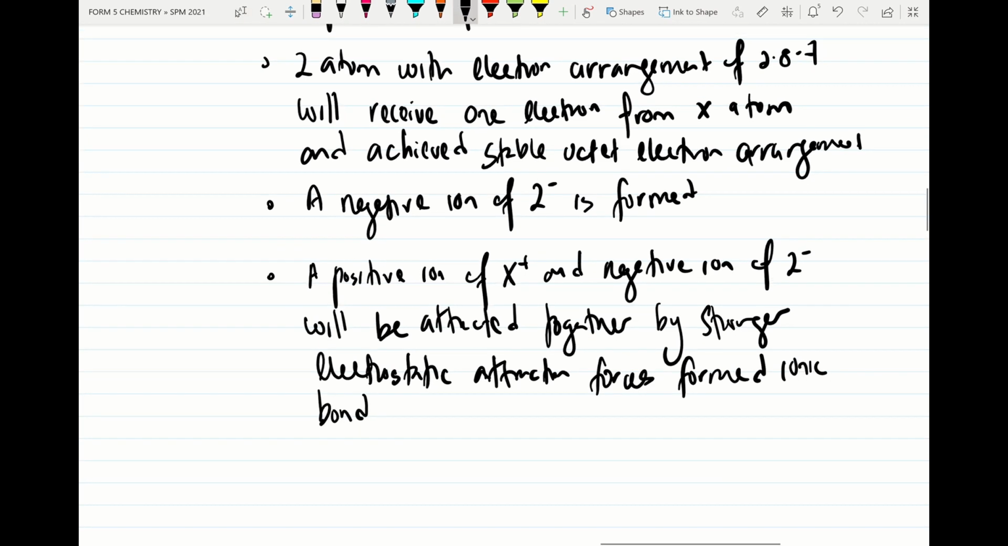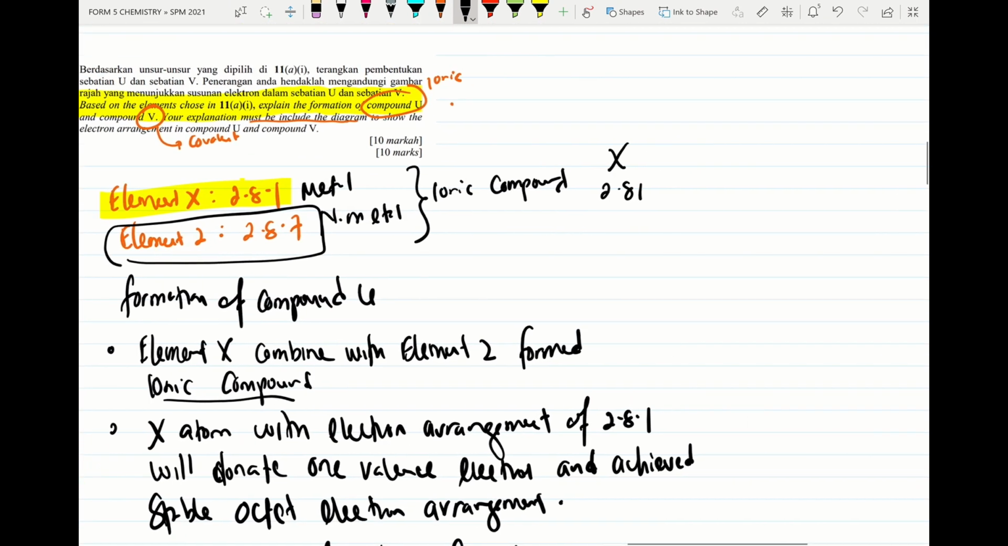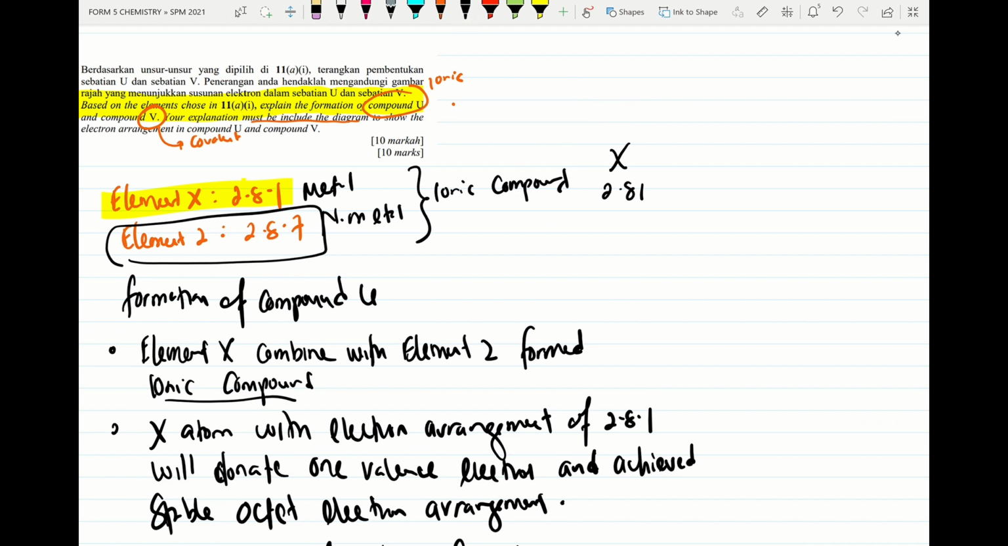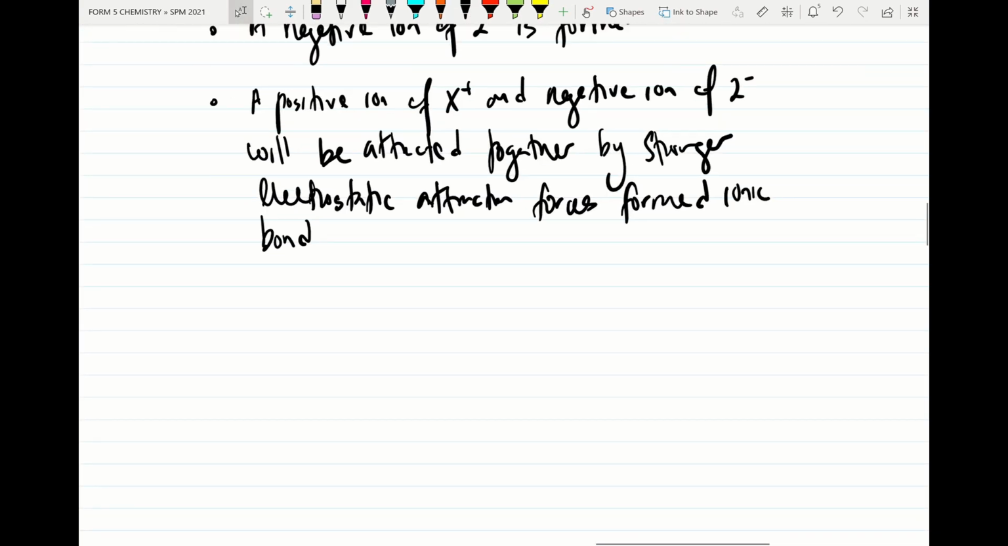All right, and please remember how to put the formula. So here X will form 2.8.1, so it will form cation ion. Please remember, when valence electron is 1, it will form cation ion. So I put here X positive. The electron arrangement of this ion is 2.8. So Z has 2.8.7, so the electron will be transferred to the Z atom. So here Z will form, please remember, electron is a negative charge. So one electron moves here, so we put negative. So 2.8.7 plus 1, so it will gain 1 electron. So here only form ionic bonding.